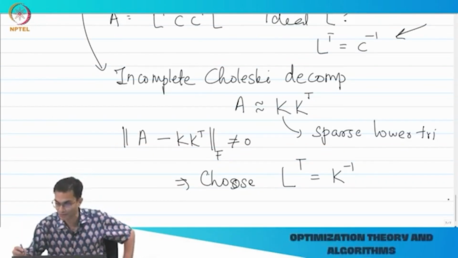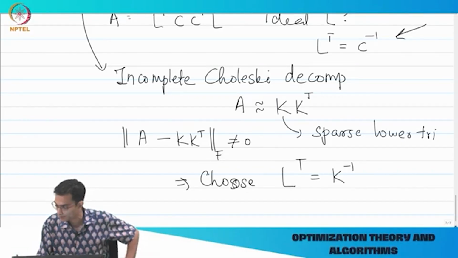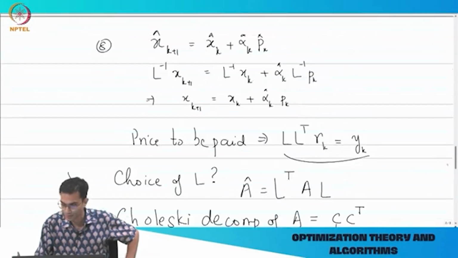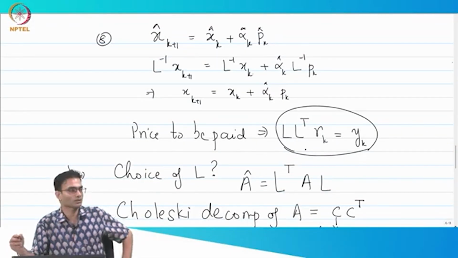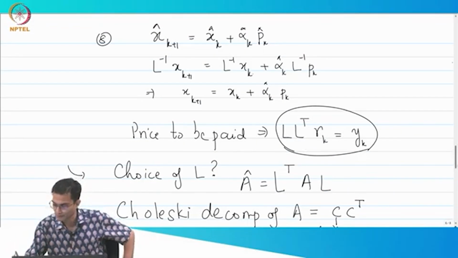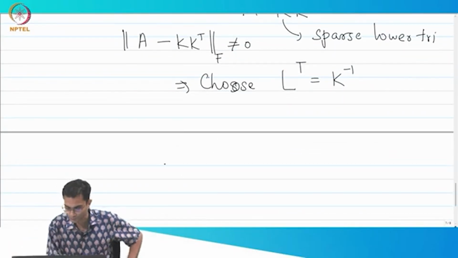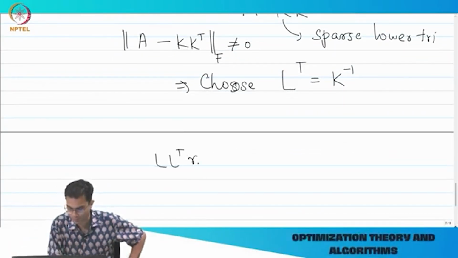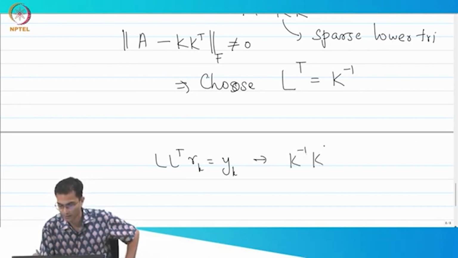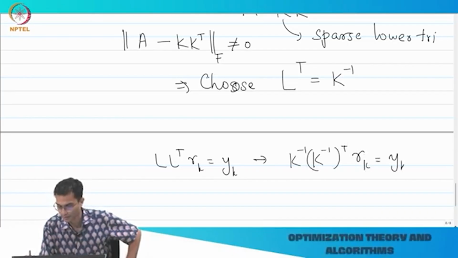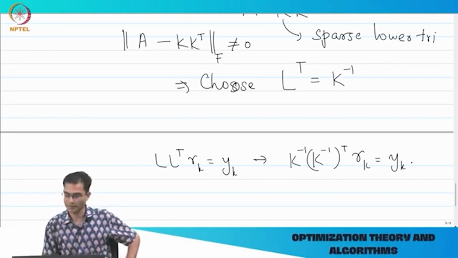So actually we do not need L transpose. What do I need to solve? Let's go back here. What I need to solve is this: LL transpose RK equal to YK. So let's plug that in over here. LL transpose RK is equal to YK. This is what I need to solve, which will become K inverse K inverse transpose RK is equal to YK. That's what I need to solve, right?